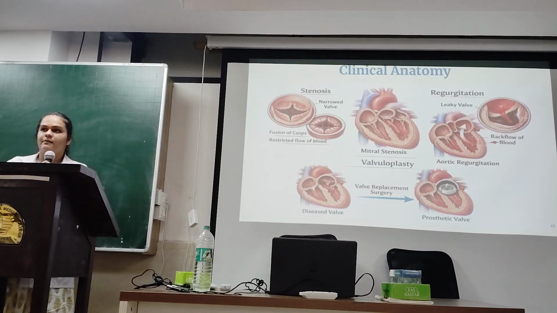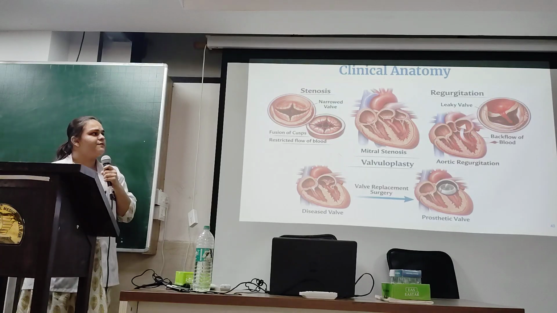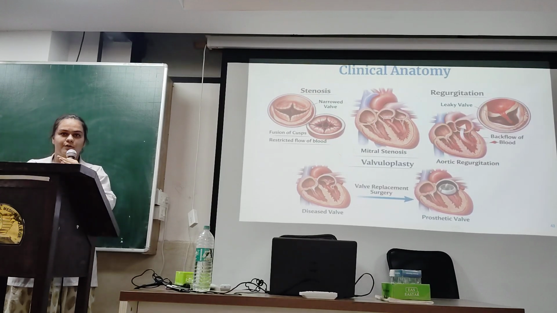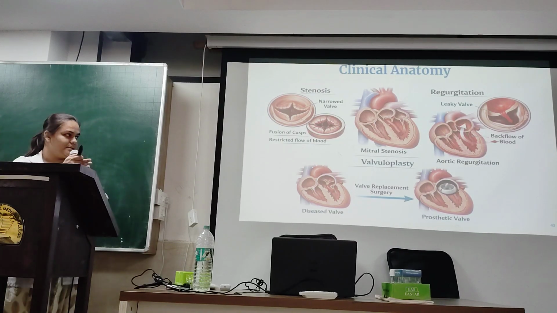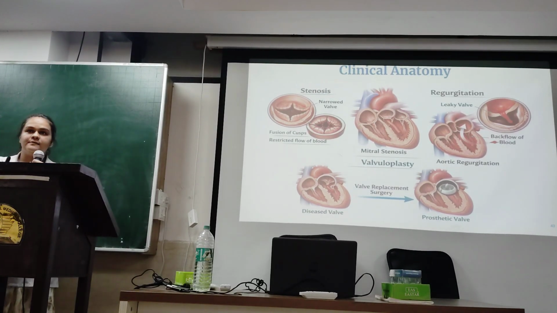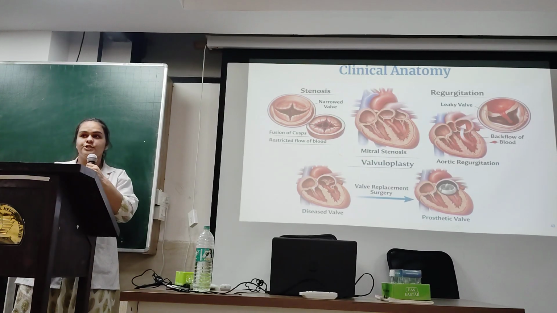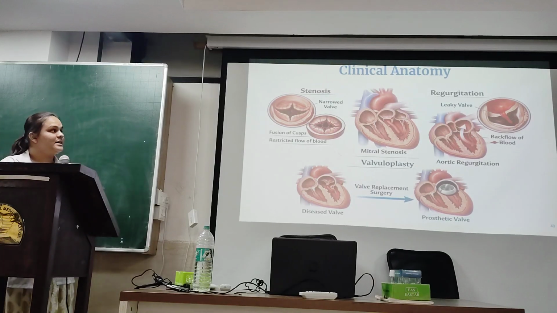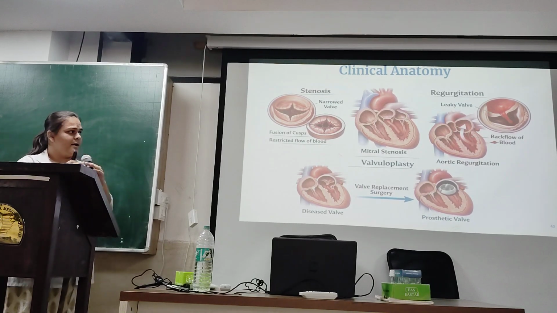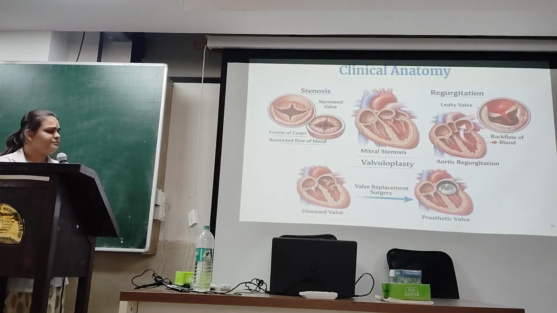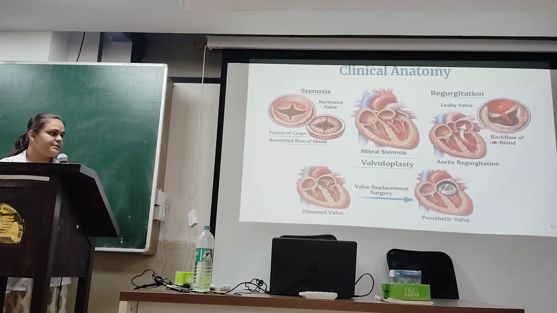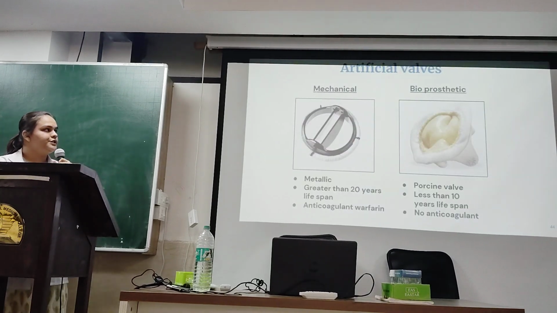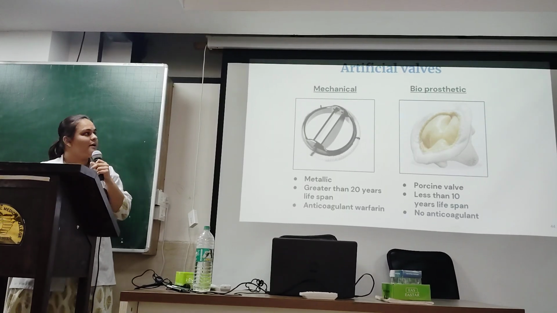Next, for the clinical anatomy, we have stenosis and regurgitation. The main difference is that in stenosis, the orifice becomes narrower, which leads to decreased blood flow from the atria to the ventricle or from the ventricle to the great vessels. In regurgitation, the valves are incompetent: they are supposed to prevent the backflow of the blood, yet they don't, and there is leaking. In stenosis, there is pressure overload, which leads to hypertrophy, and in regurgitation, there is volume overload. In valvuloplasty, we replace the diseased valve with a prosthetic valve. For the artificial valves, we have two types: the bioprosthetic and the mechanical valves.